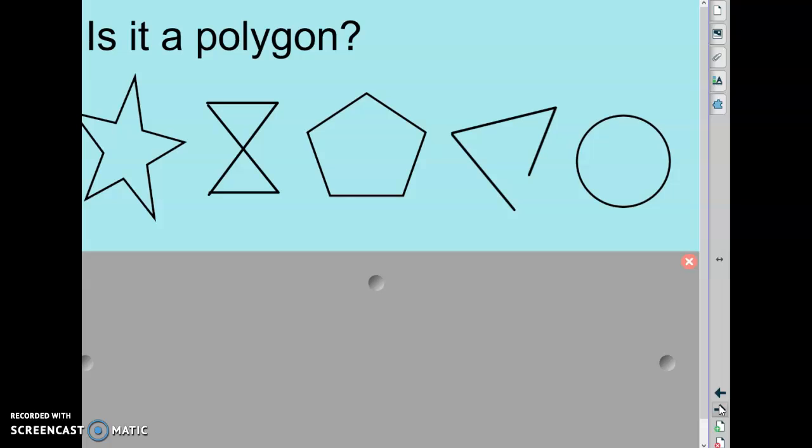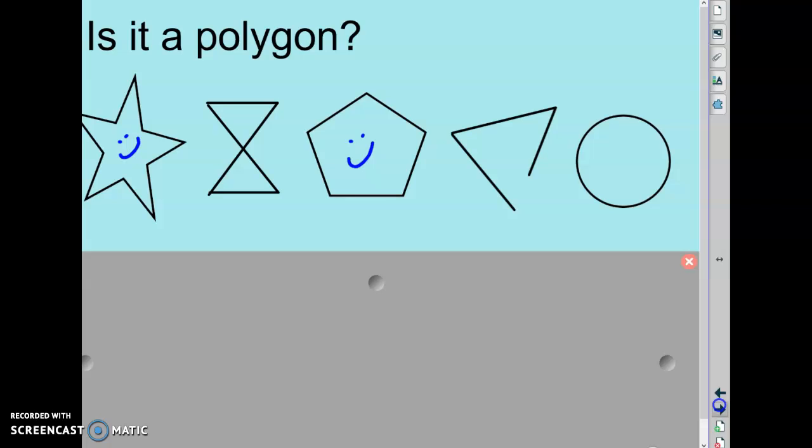So first of all, we talk about what a polygon is. Of these shapes right here, only 2 of them are polygons. I want you to think which 2 they would be. I am hoping that you said the star and the pentagon right here.